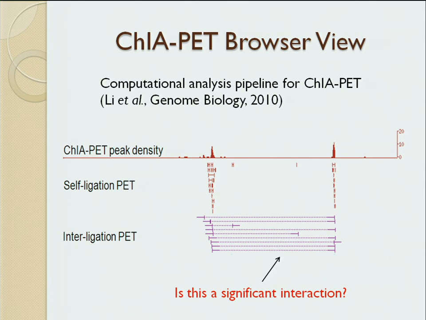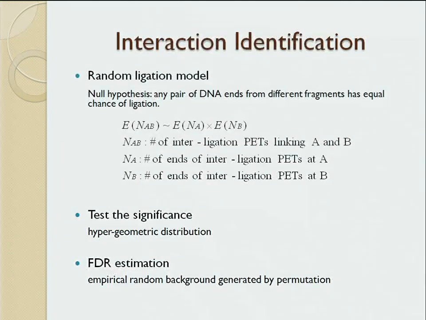On the other hand, we have the inter-ligation PET. These actually span a longer distance between binding sites. From here, we can see that its binding sites are still not confirmed, as it could be due to some randomness. Is this a certain interaction? We need some way to find the real interactions.